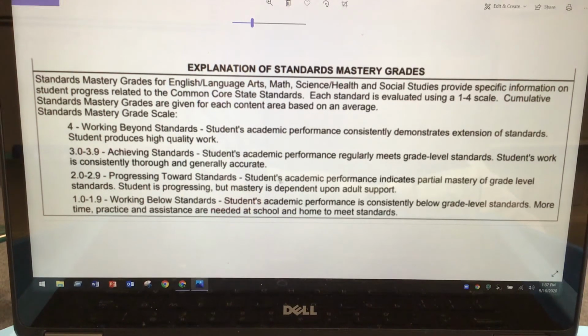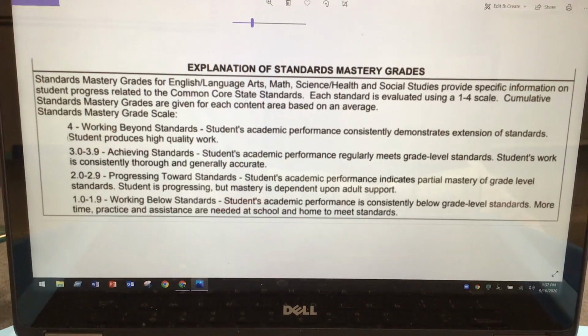So the student's work is consistently showing that they are on grade level with the standard. And then a 4 is where the students are working beyond the grade level standard, and they are demonstrating an extension of the standards, and they are showing us some high quality work. So these are how the students are graded. These are our scores that you will see on the assessment.